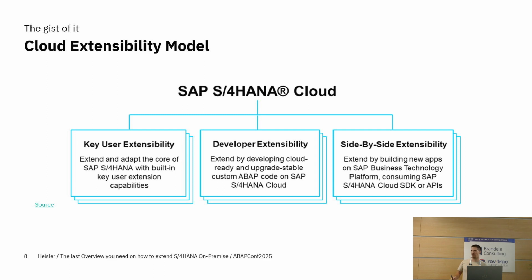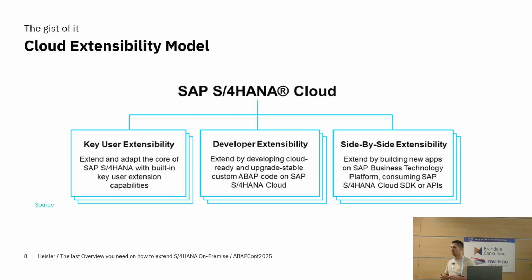Just to understand for you, for the newer colleagues, if you want to extend an S4HANA system, SAP splits it up into 4 different options on how to extend the S4HANA system. 3 are shown here because the 4th, SAP doesn't want us to know about it and doesn't want us to use it. It's the classic extensibility.